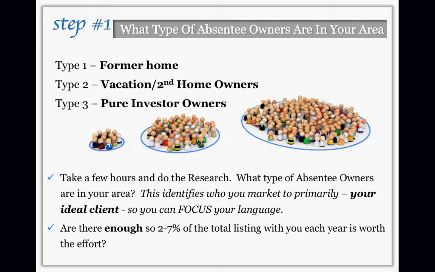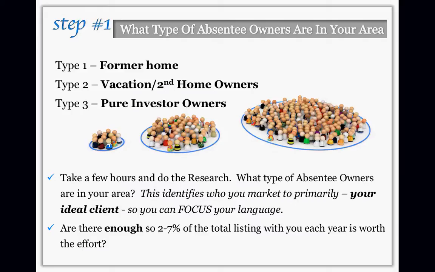Type 1 is a former homeowner. This is their former home. They rented it out when they moved away or moved up. Maybe they couldn't sell it. We came off of a pretty steep bad 5 or 7 years in a row, depending on your area. And some people just couldn't sell it, and they're sort of accidental absentee owners, right?